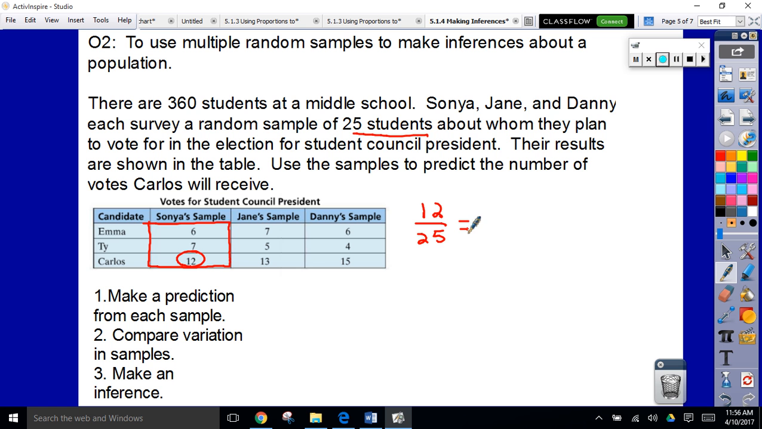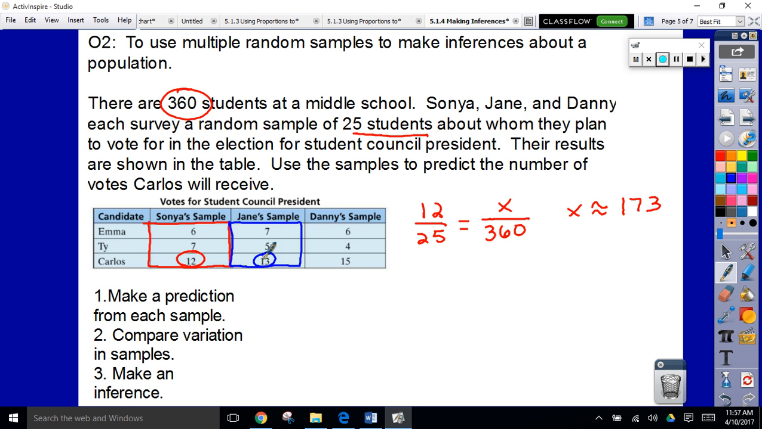Now, we also know that there are 360 students total at the middle school, so we can use that in the other side of our proportion. So out of those 360 students, how many will vote for Carlos? Okay, when we solve that proportion, we get, let me see if I did the right one. Yep, so we get x is equal to, I'm going to use a wavy equals because it's about equal to 173 students who would vote for Carlos. Now we're going to move on and we're going to look at Jane's sample.